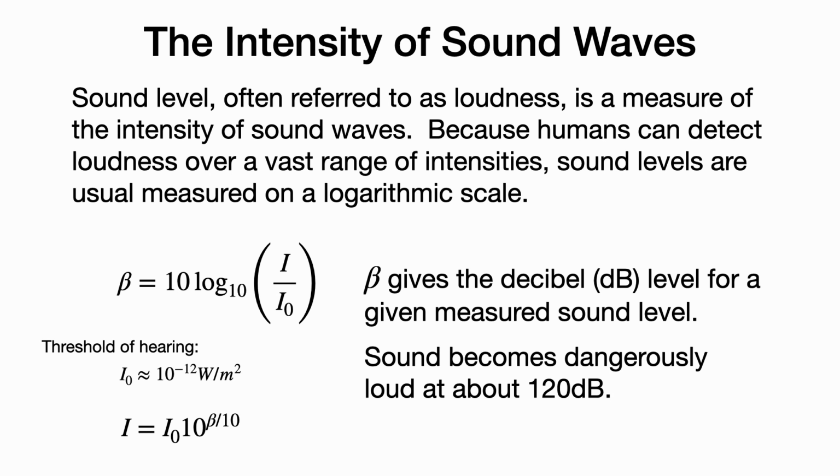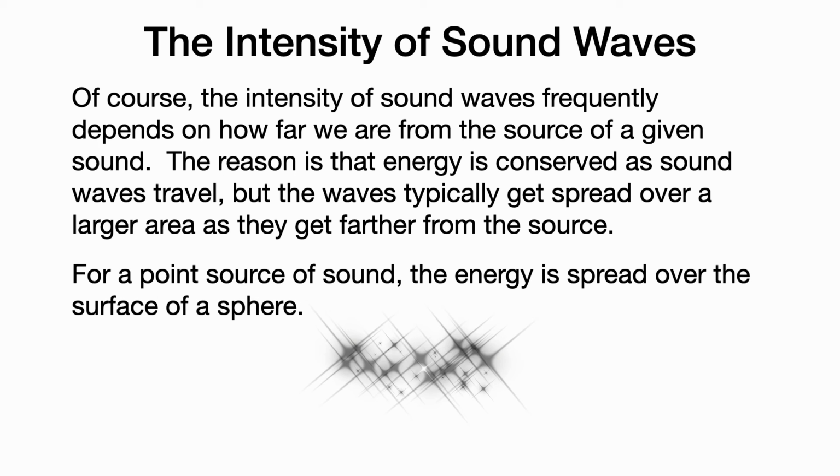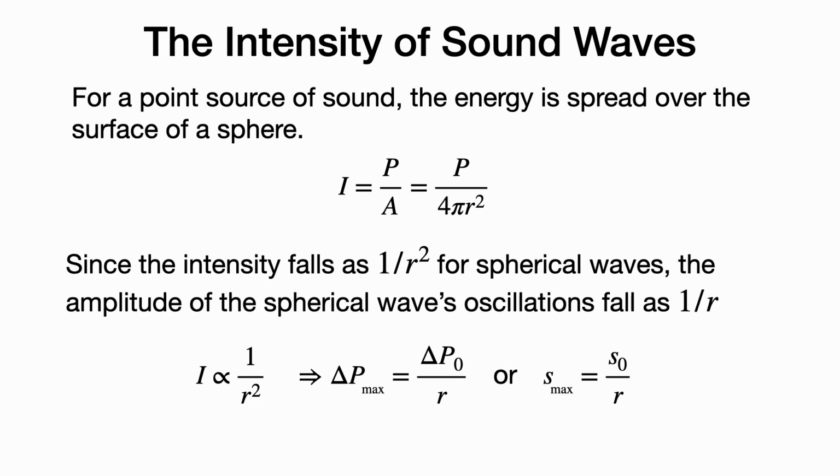Of course, the intensity of sound waves frequently depends on how far we are from the source of a given sound. The reason is that energy is conserved as sound waves travel, but the waves typically get spread over a larger area as they get farther from the source. For a point source of sound, the energy is spread over the surface of a sphere, so the intensity, which goes as the power divided by the area, is going to be given by the power divided by the surface area of the sphere, which depends on radius as 4 pi r squared. Since the intensity falls off as 1 over r squared for spherical waves, the amplitude of the spherical wave's oscillations falls off as 1 over r.